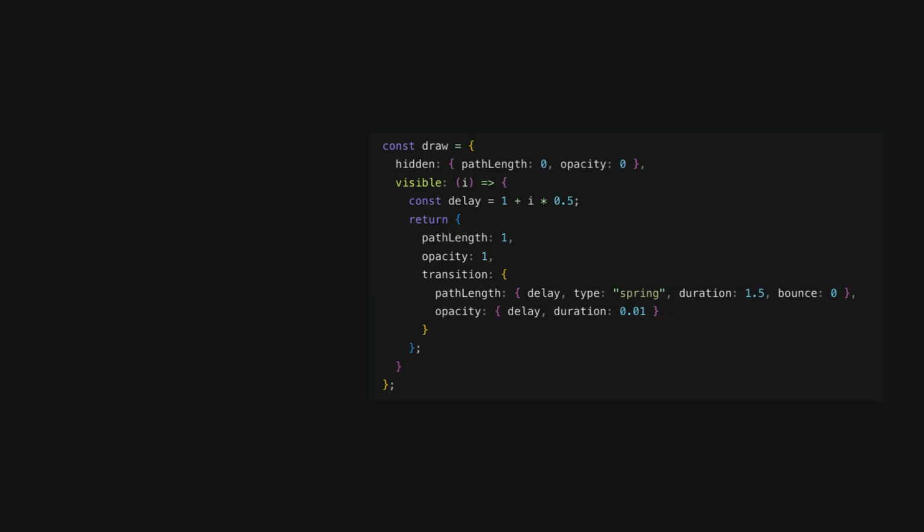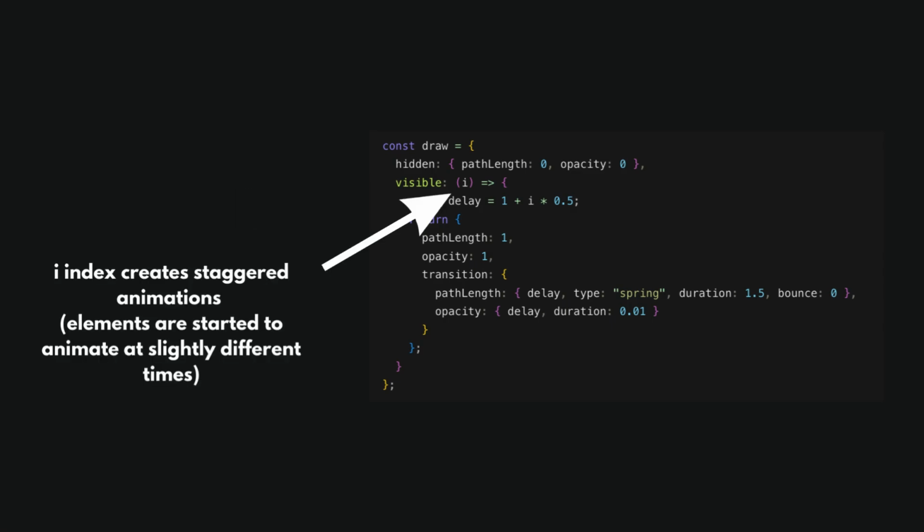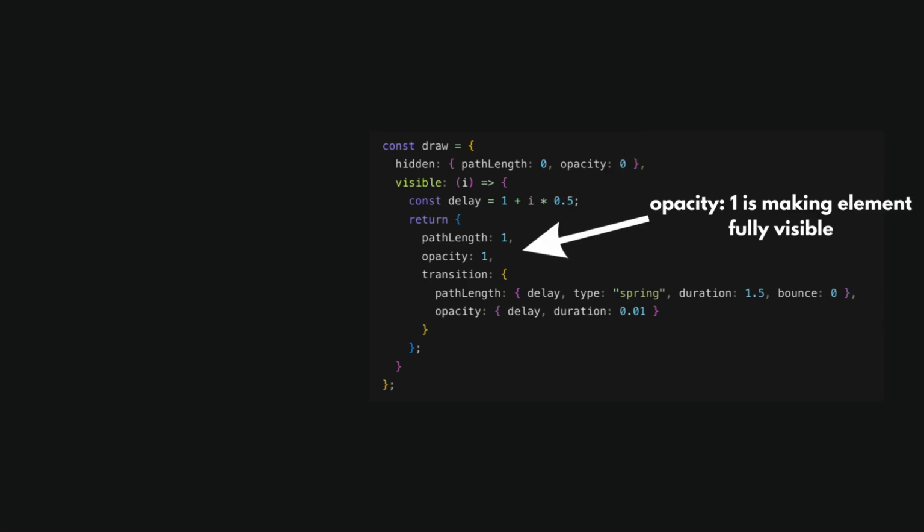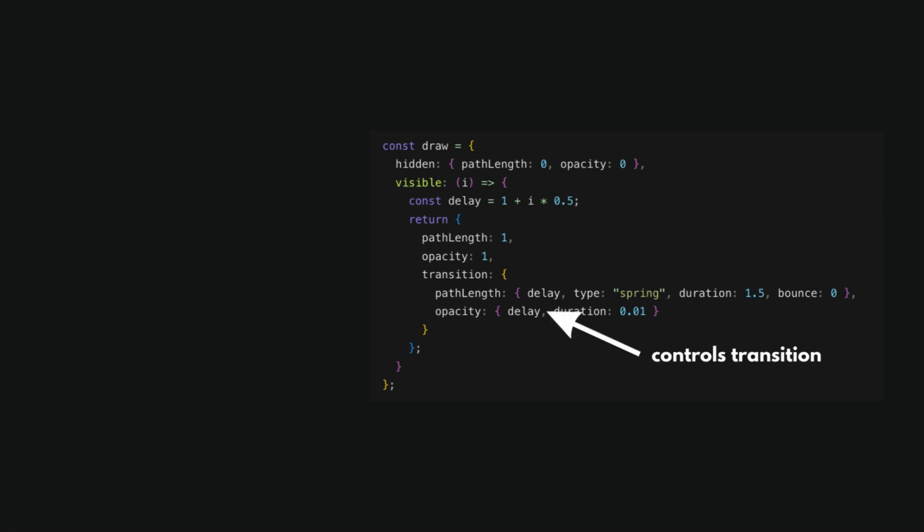Such an animation needs a custom function, let's call it draw. This function includes the initial state before starting the animation, and a function which defines the animation of elements. This function takes an index as a prop to start every element at slightly different times. The path length set to 1 is making the SVG fully drawn, and the opacity set to 1 is making it fully visible. Then we can add some transition controls.